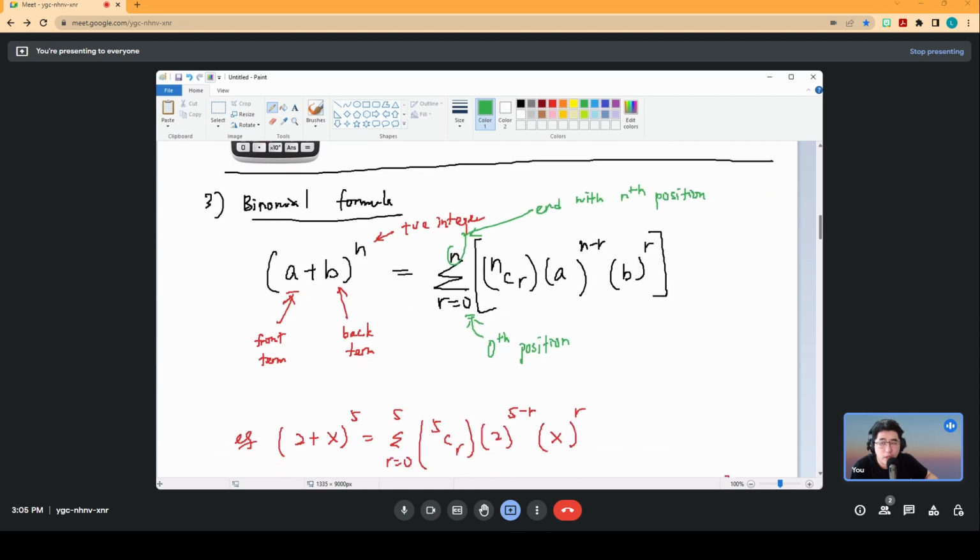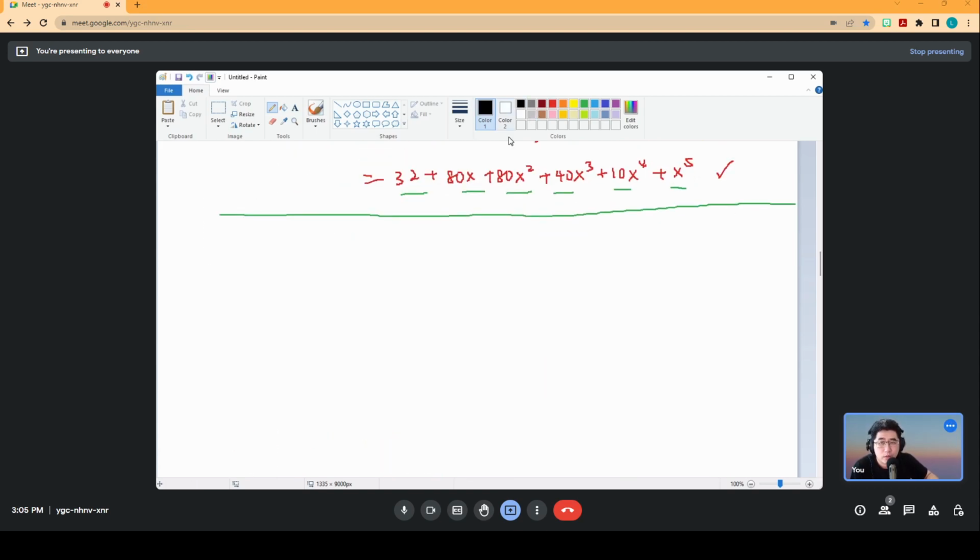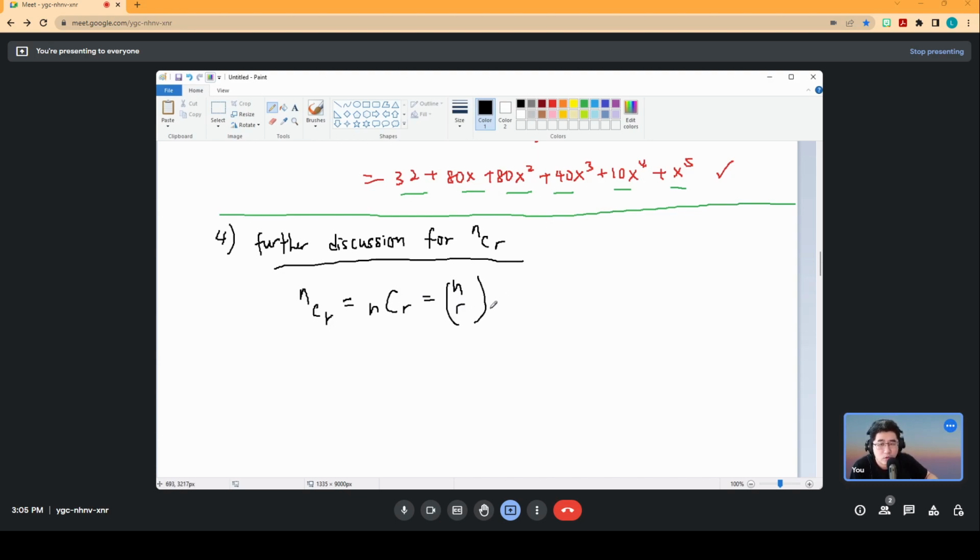Then comes number 4, which is a further discussion for NCR. Under this topic, there is something that you need to know, the properties of NCR. Some books write it like this, some books write it like this. They are all representing the same thing, NCR.